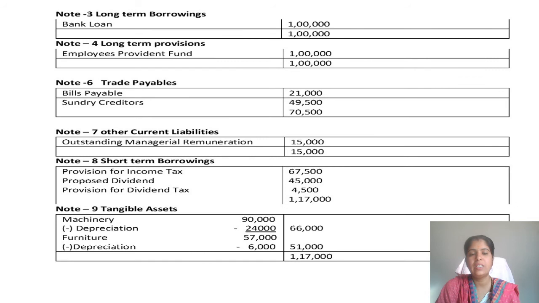Next, note number 3, long term borrowings. This is already given in the trial balance. Bank loan of 1 lakh. Note number 4, long term provisions, which is related to the employees provident fund. 1 lakh is given in the trial balance.